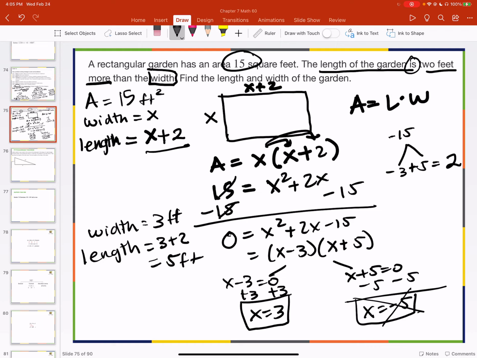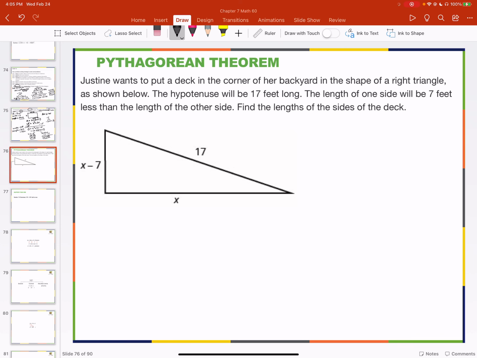Okay, and then finally, let's do a Pythagorean theorem problem. Recall the Pythagorean theorem. For any right triangle, the sum of the squares of the legs is equal to the hypotenuse squared, right? Amazing. Okay, so now we have this. Justine wants to put a deck in the corner of her backyard in the shape of a right triangle shown below. The hypotenuse will be 17 feet long. The length of one side will be 7 feet less than the length of the other side. So here's a picture.